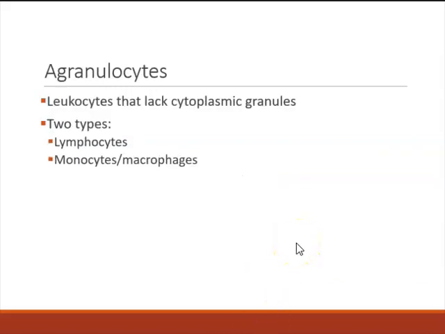Next, we move on to agranulocytes. So agranulocytes, A means without. So these types of cells do not have granules in their cytoplasm. And there are two types of agranulocytes. We have our lymphocytes and our monocytes. And when monocytes travel to tissues, they become macrophages.